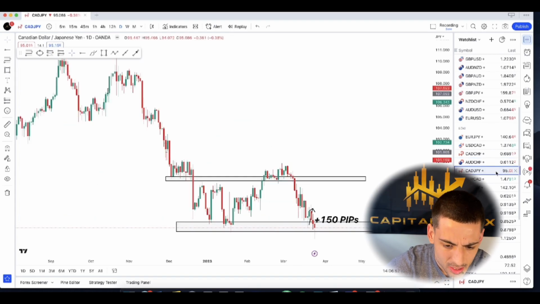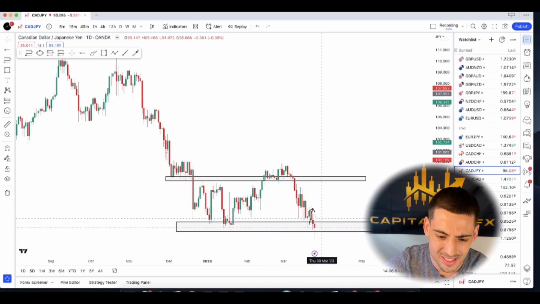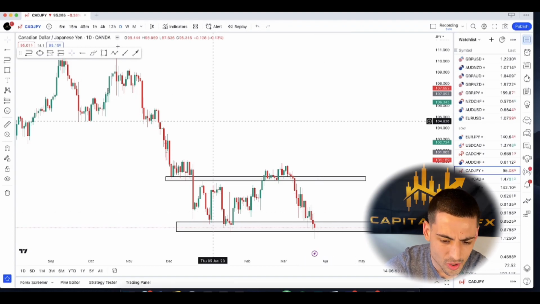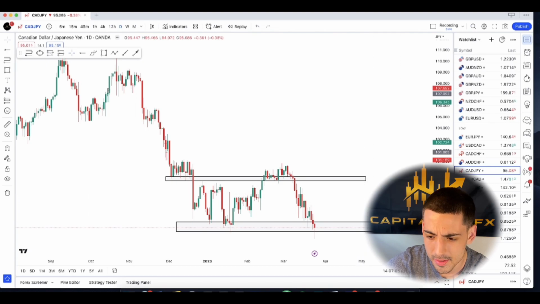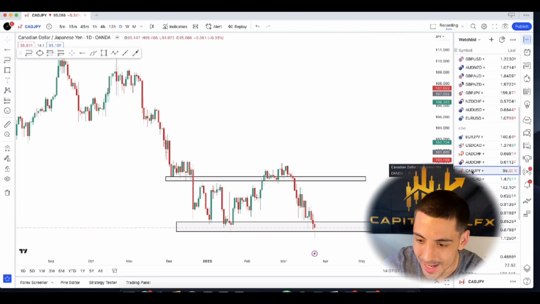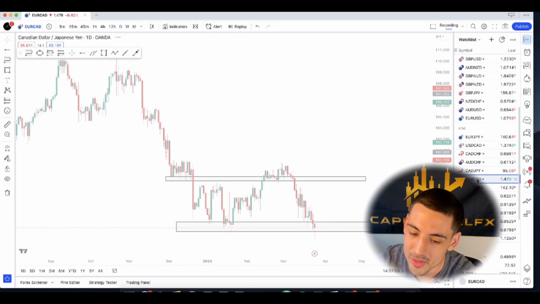CAD JPY, looks like we are interacting with this nice little zone. It looks like we're pushing way too deep into this zone in my subjective opinion. I just don't like this. Let's go down to the hourly time frame. Yeah, I mean, it just seems a little bit sketchier. I think NZD JPY and USD JPY have better setups than CAD JPY. I'm going to go to the next one. Euro Canadian dollar.